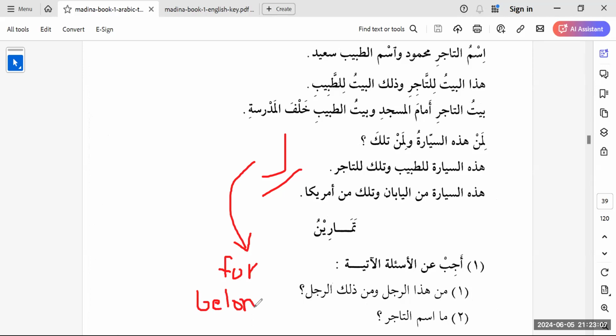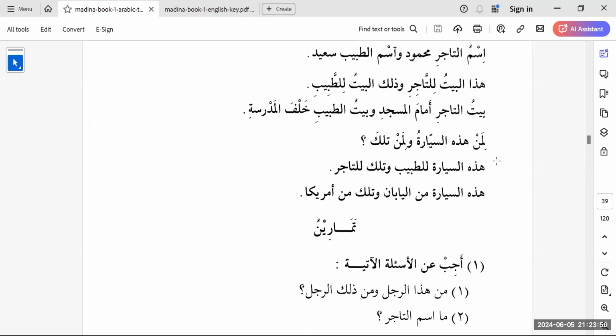Now, if we put this letter behind man, this is what we see up there. What does man mean? Who? Liman, what does that mean? Who does it belong to? Yes. So it's who does the car over there belong to? There's something else as well. There's a wow over here that's telling us they're talking about two things. Who does the car belong to? Who does that belong to?